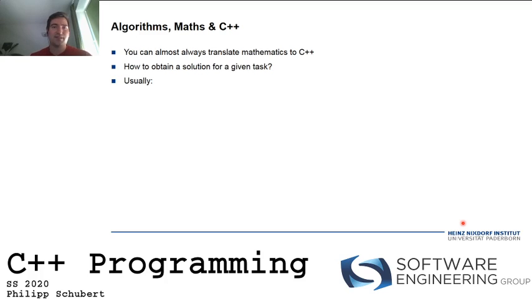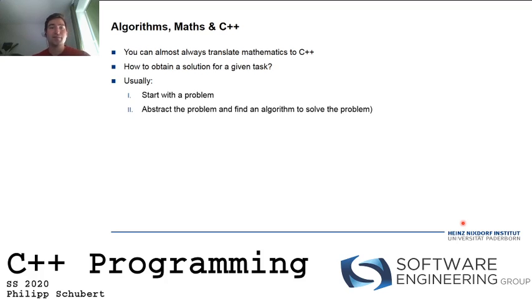So, how to obtain a solution for a given task. How it usually works is that you start with a concrete problem that you wish to solve. Then you abstract the problem and try to come up with an algorithm that solves the problem. You then go to mathematics and use all the tools from mathematics to formulate your algorithm, to specify the algorithm formally. So how does it work? How do I come up with a solution and describe it in a mathematical manner?